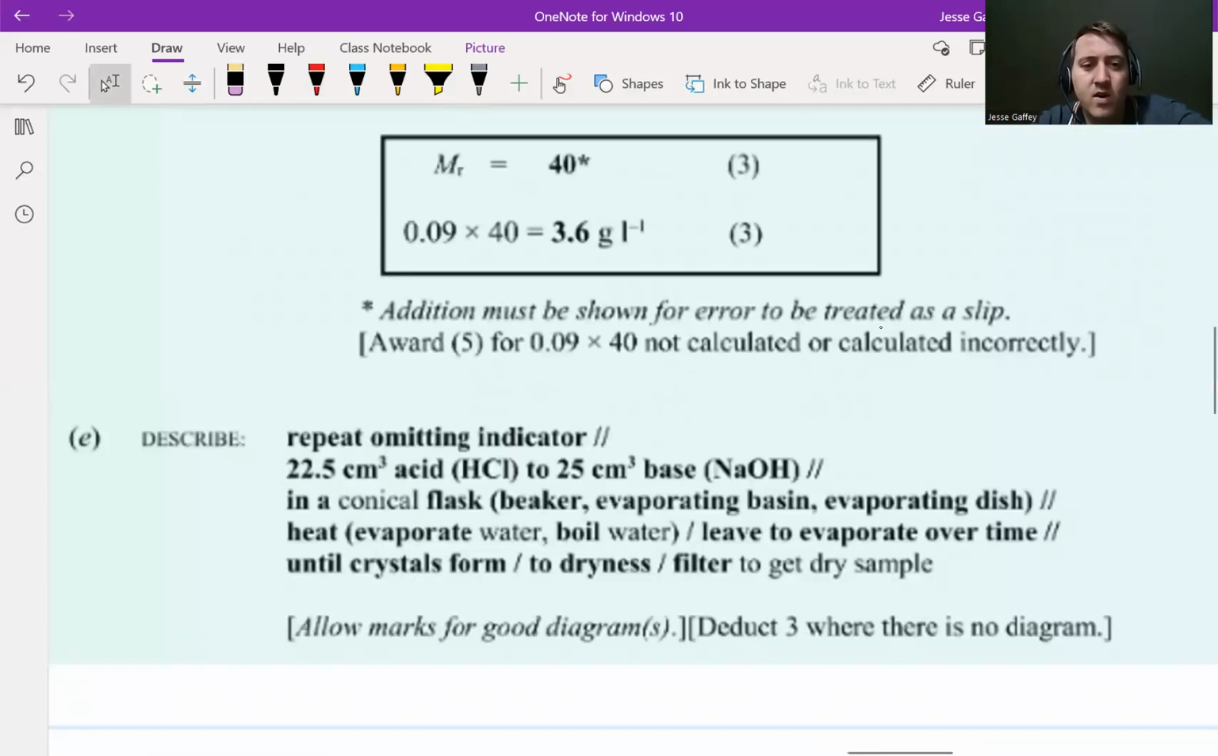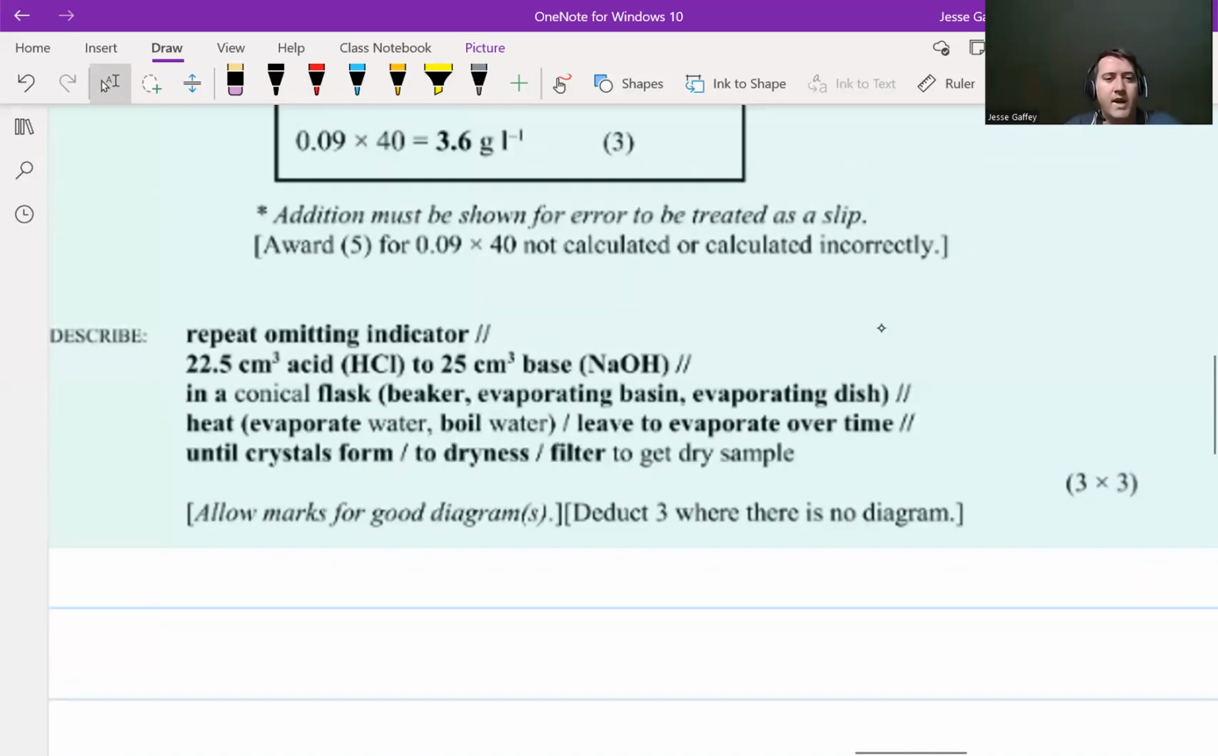Okay, so here it says repeat, omitting the indicator. So we figured out that we want to add this much acid to this much base and do this without the indicator. So you need to mention that, okay? So repeat without the indicator. So do the titration again with no methyl orange. Add exactly the right amount of acid, which was 22.5, to exactly the right amount of base, which was 25.